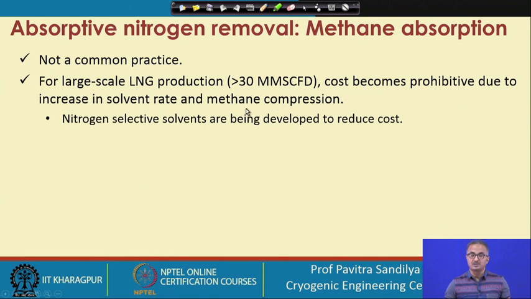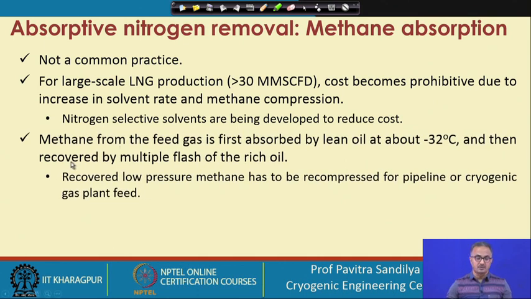For a large amount of LNG, it becomes quite costly, because we need a high solvent rate and we also have to compress the methane. So, this increases the cost. If we can develop some kind of solvent which is nitrogen selective, then perhaps we can reduce the cost. Then we do not have to compress methane, which is in larger amount; we can just compress nitrogen, which is in smaller amount. So, the cost will be reduced because it is based on nitrogen separation rather than methane separation.